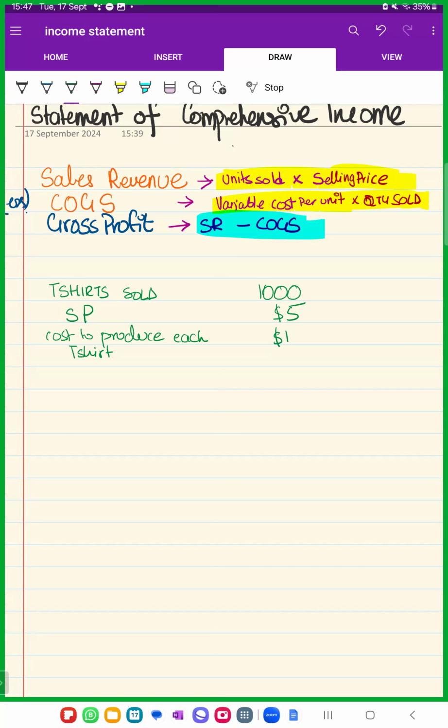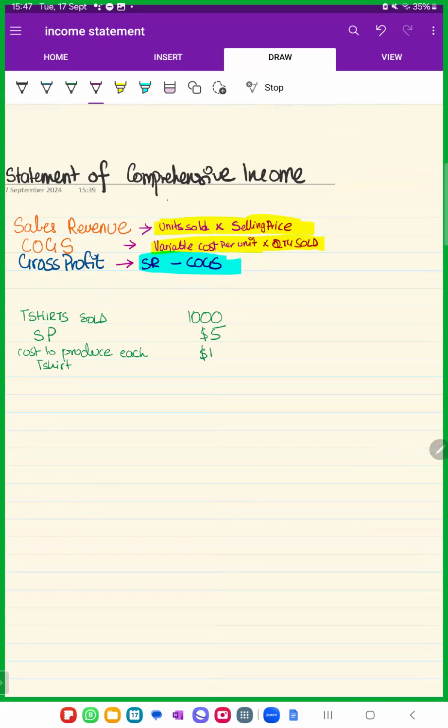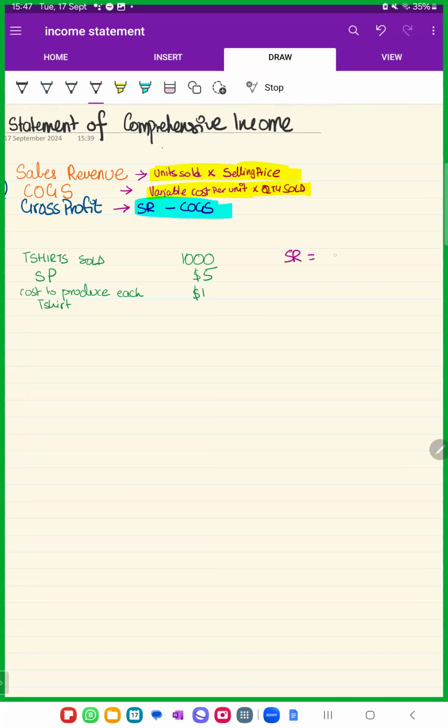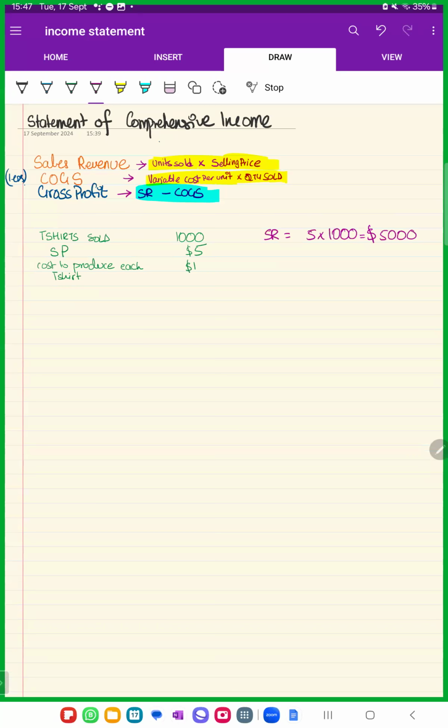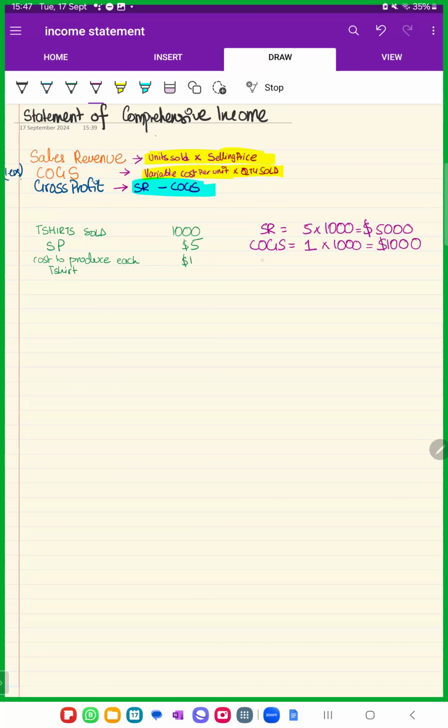Sales revenue would just be 5,000. Okay, very good. Would the COGS be 1,000? Cost of production, variable cost multiplied by 1,000. $1,000 is going to be the cost of goods sold, and then what's my gross profit? Then it would just be 4,000. Exactly. Do we get it now?